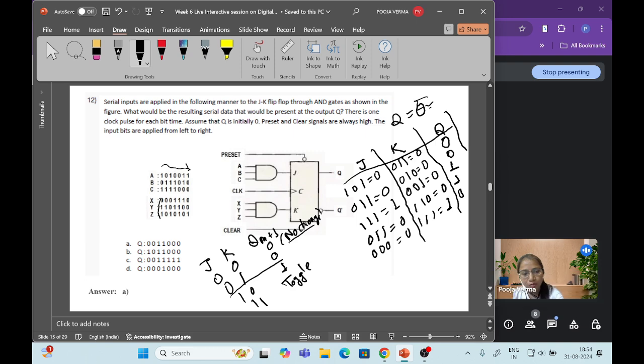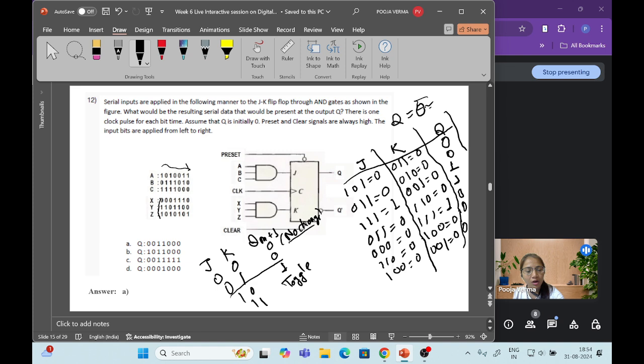Now moving to the next bit. So 1, 1, 0. Final J will get 0. Now next 1, 0, 0. Again we will get 0. So J is 0, K is 0. Again no change. So output is 0. Now last one, 1, 0, 0, 0 only, and 0, 0, 1. It is 0. So again J and K both are 0. So no change in the output. So it is again 0.